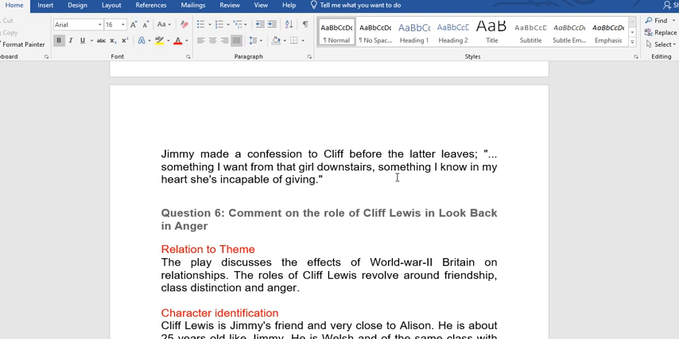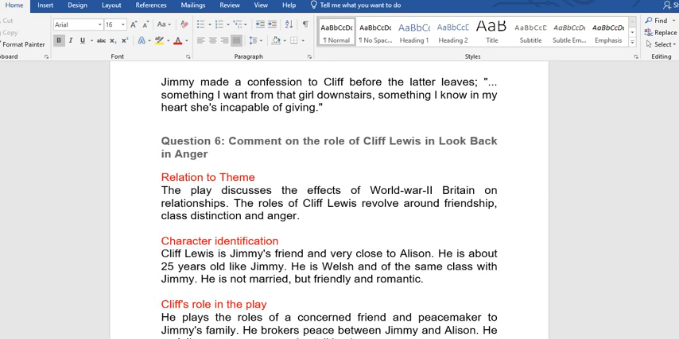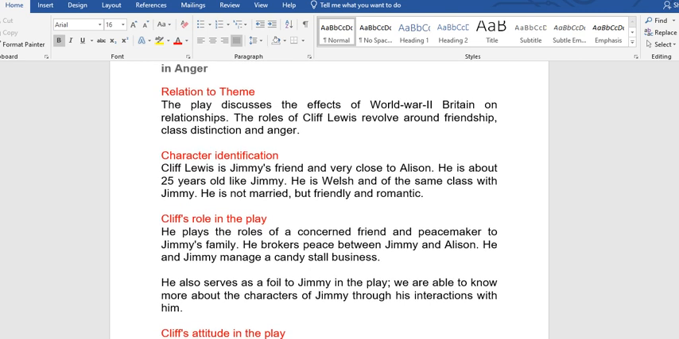Now, the next question. Comment on the role of Cliff Lewis in Look Back in Anger. Relation to theme: the play discusses the effects of World War II in Britain on relationships. The roles of Cliff Lewis revolve around friendship, class distinction, and anger.